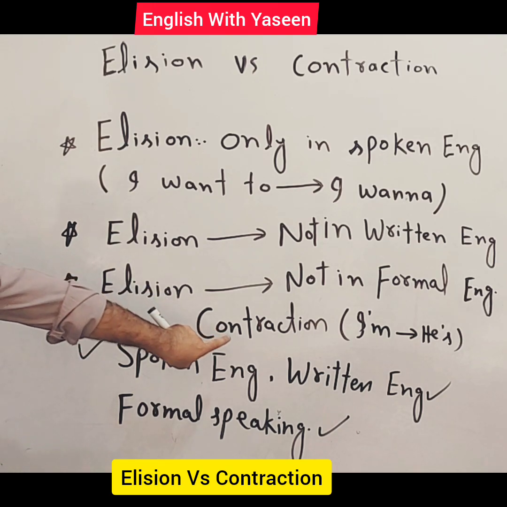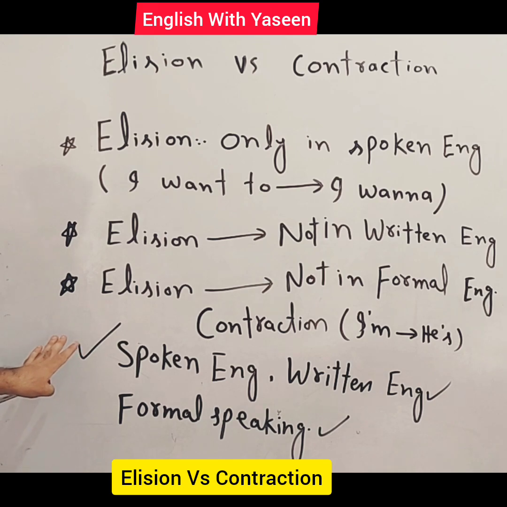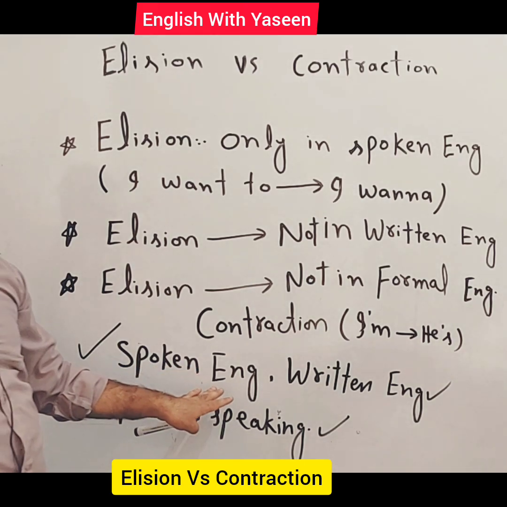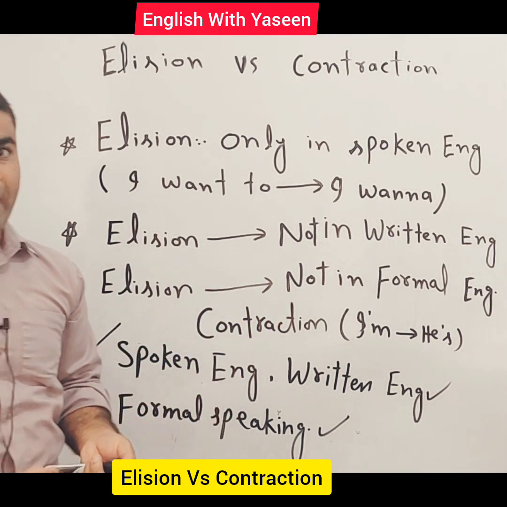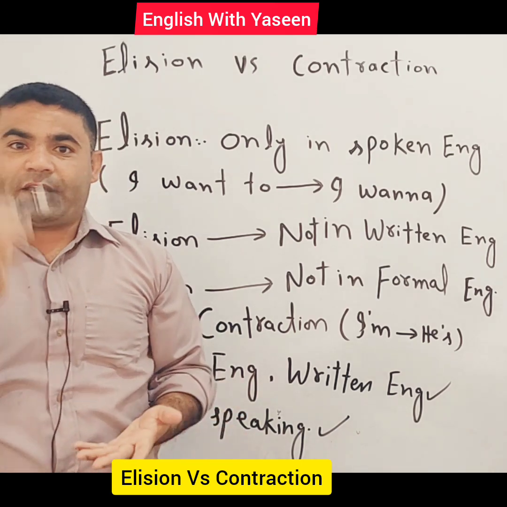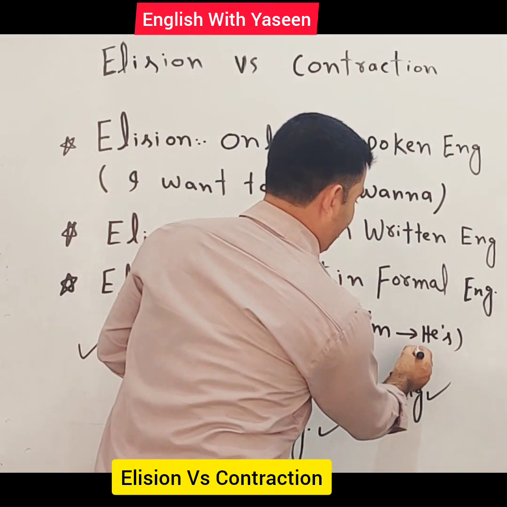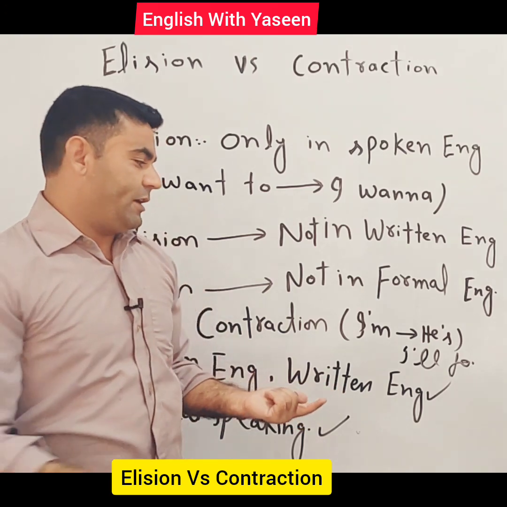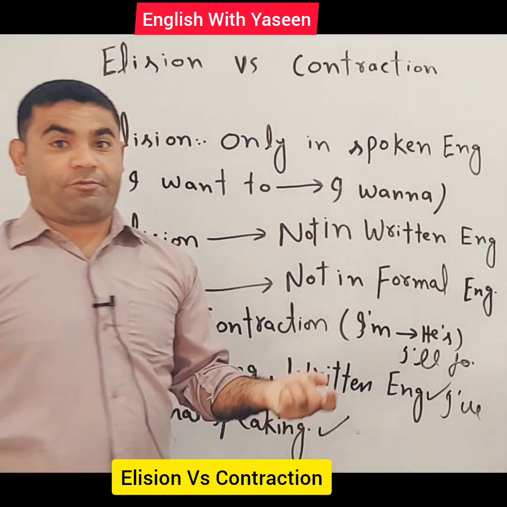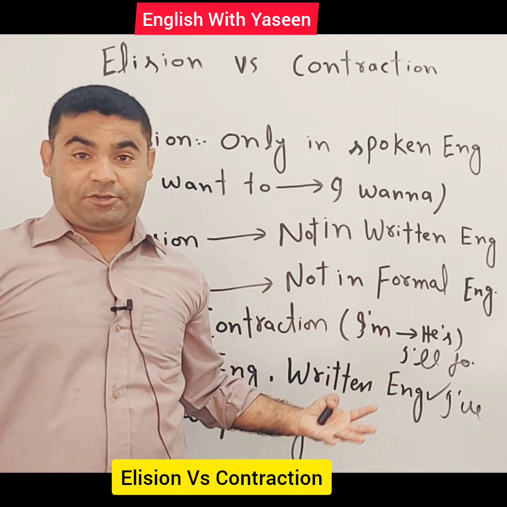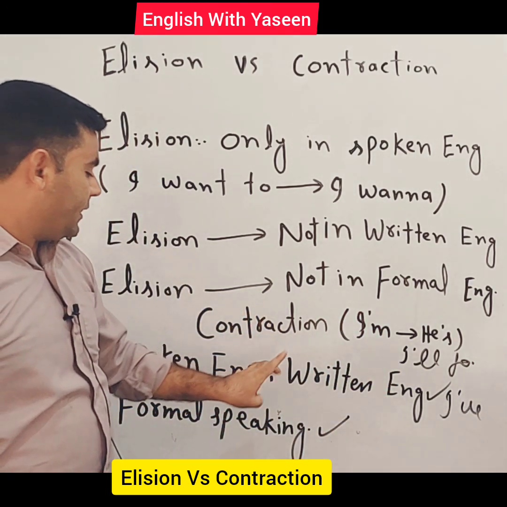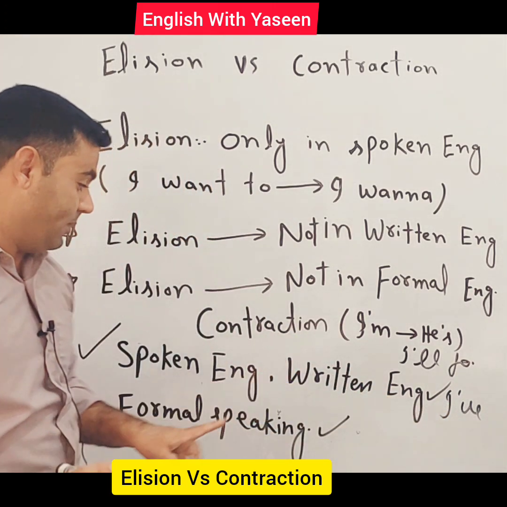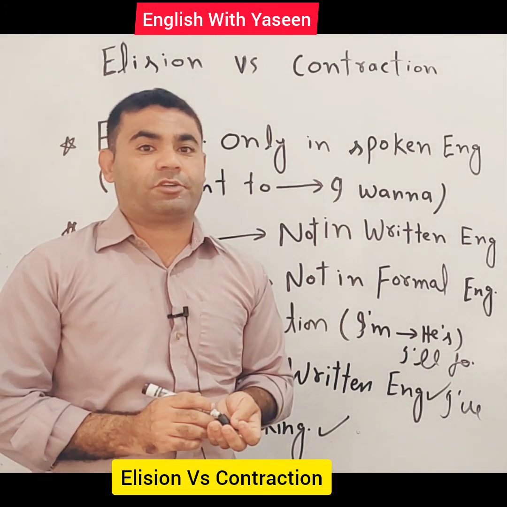Contraction is very clear. You can use contraction in spoken English, no problem. Instead of I will go, you can say I'll go. For example, instead of I have completed my master's, you can write I've completed my master's. That's not a problem. Contraction can be practiced in written English. Even in formal speech, contraction can be practiced.